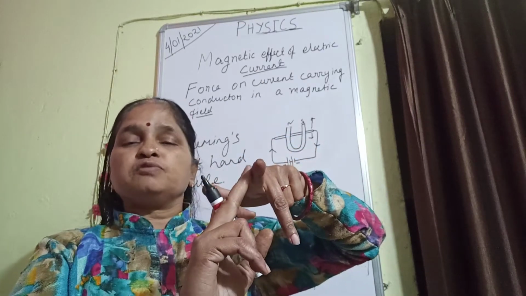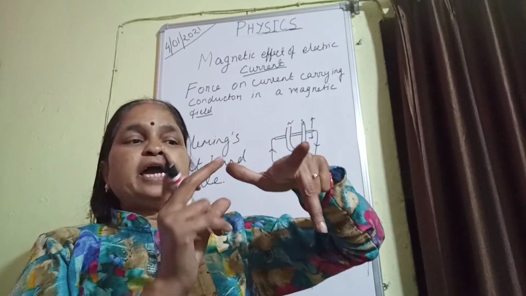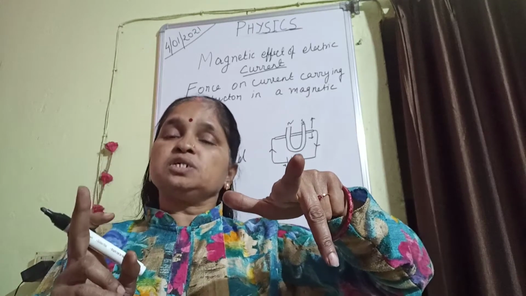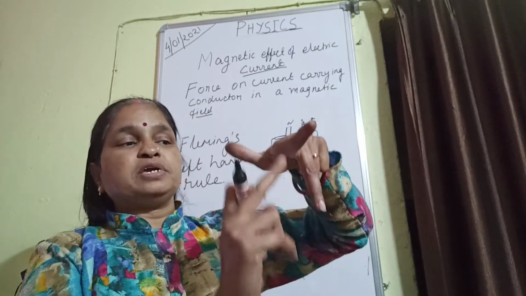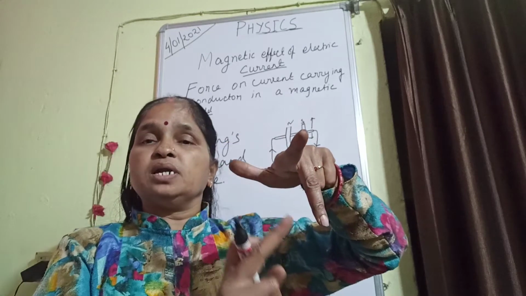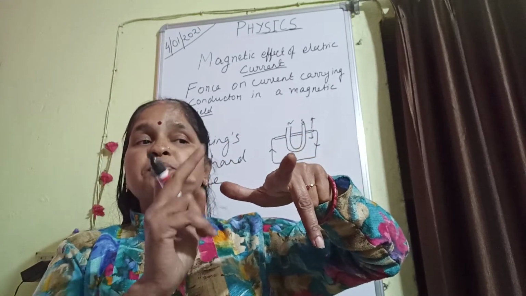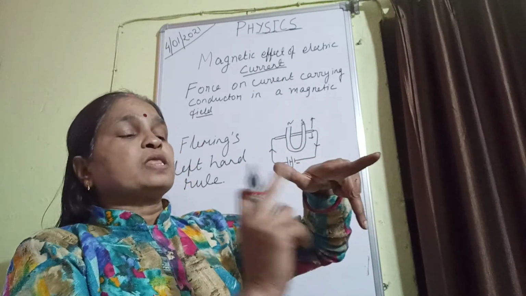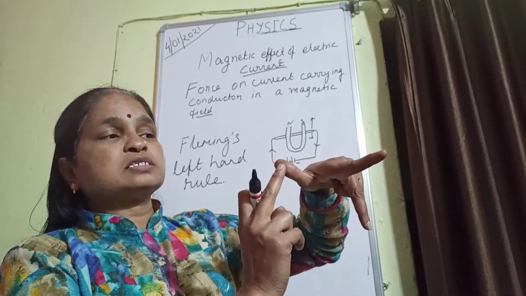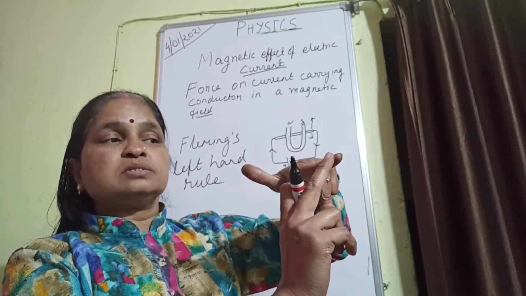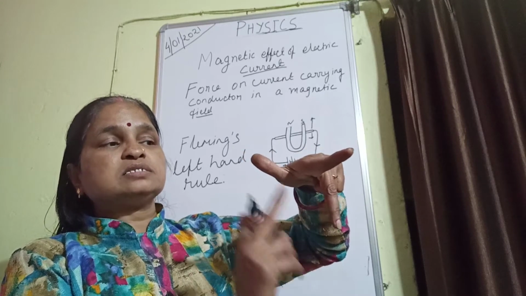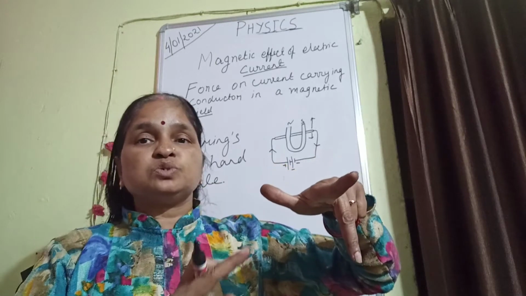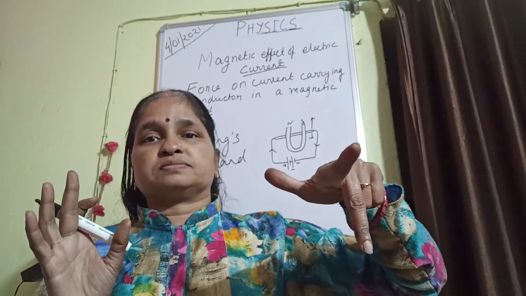Stretch the forefinger, middle finger and thumb of your left hand in such a way that all three fingers are mutually perpendicular to each other, that means each is perpendicular to the other two. If we look at one with the other, this and this is perpendicular, this and this is also perpendicular, this and this is also. So whichever two of the three fingers you compare, they are mutually perpendicular.